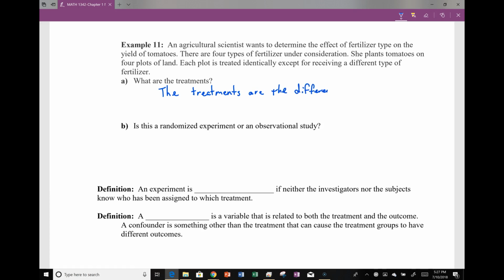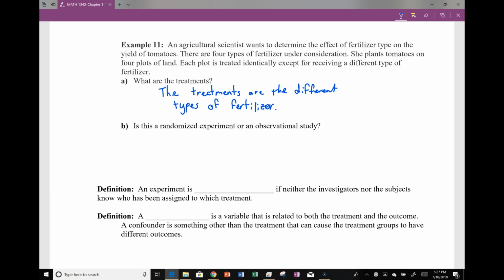And so whenever we look at this, can you select which field gets which fertilizer? If you can, it's going to be a randomized experiment. If you cannot, it's an observational.